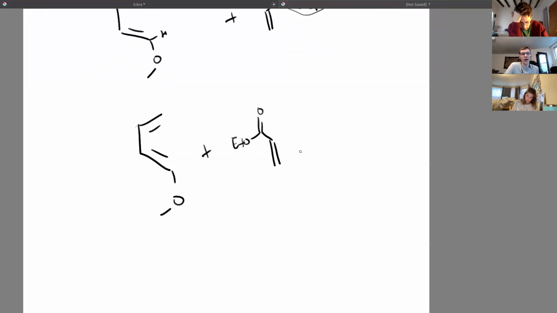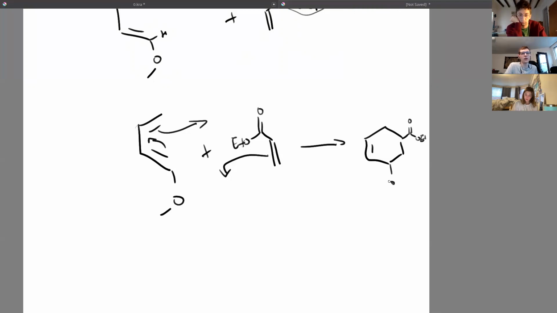Now, let's say we were to add these two together. Remember, we make our ring, right? This goes here, this goes here, this goes here. We get a double bond there. Let's say we were to do that. Then we get this product. What do you notice about these two substituents? How are they positioned relative to one another?